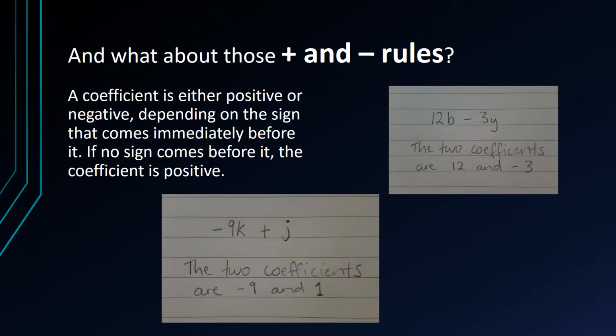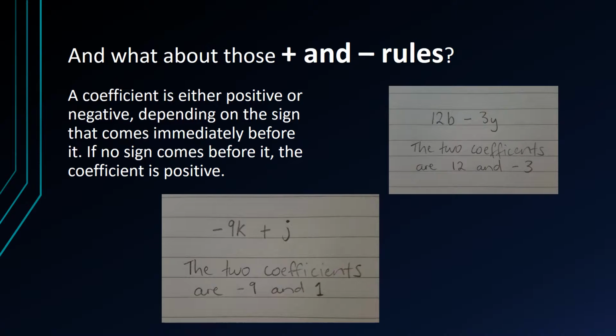Another question you might have is, what about those positive and negative rules? A coefficient is either going to be positive or negative, depending on the sign that comes immediately before it. If no sign comes before it, the coefficient is positive. So in this first example down here, you've got negative 9k plus j, and your two coefficients are negative 9 and 1.